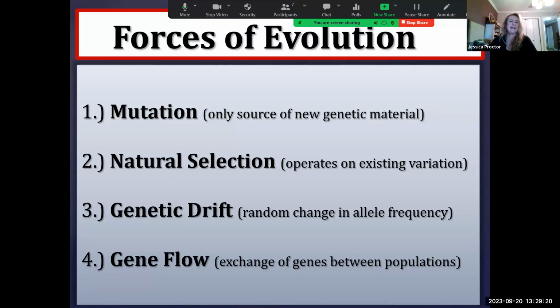Okay, so mutation just means any random change in the DNA, and it's the only source of brand new genetic material. Okay, so it's not always bad. It introduces new variation, which, as we know in the game of evolution, diversity always wins. So, in fact, mutations are not a bad thing. It just means we're introducing new variation into the gene pool.